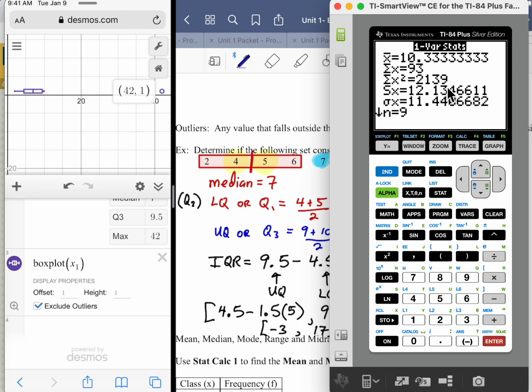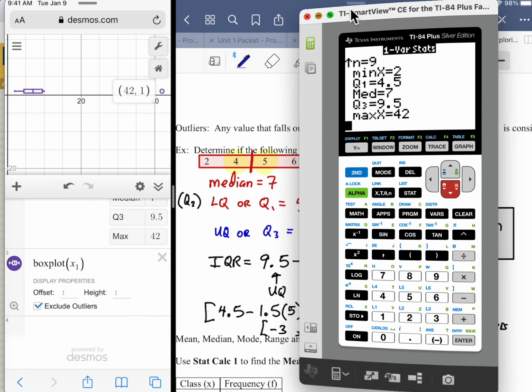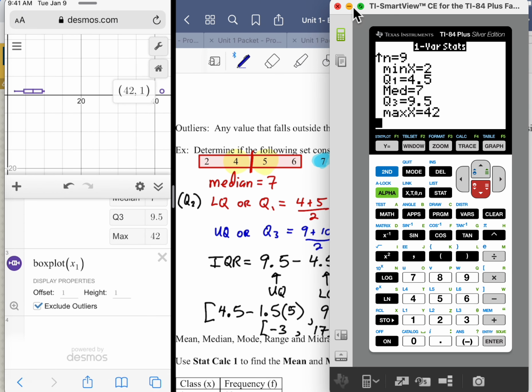You see the mean and standard deviation, all that stuff. We'll talk about standard deviation like Friday. But if you scroll down, you see the minimum, Q1, median, Q3, and maximum. So it'll give you the 5-number summary, and then you could use that with the formula. There's a box plot approach on the calculator, but we'll save that for another time.